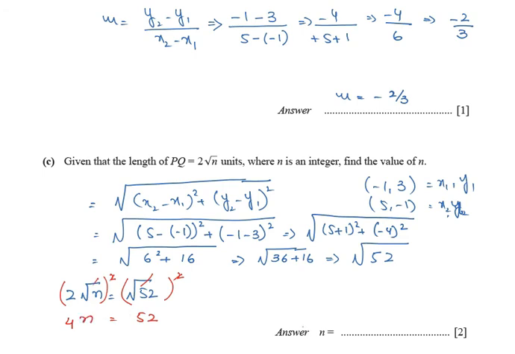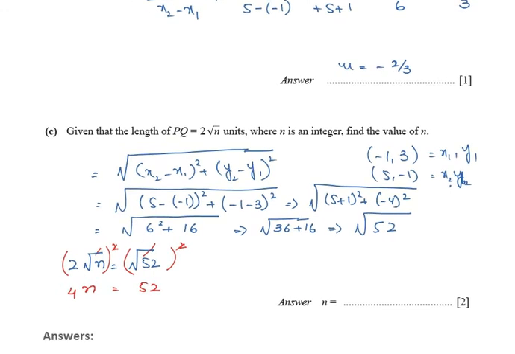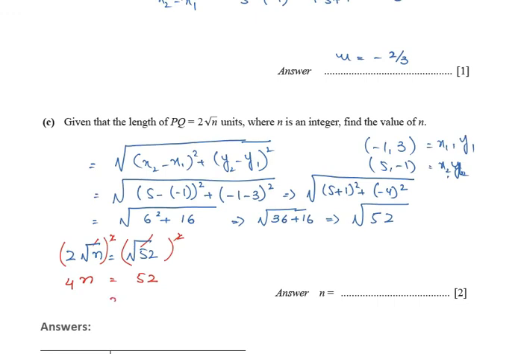Now to find the value of n, we will shift this 4 to the right hand side. So when we shift this to the right hand side, n is equal to 52 upon 4. Now if we cancel it with the table of 2, 2 times 1 is 2, 4 times 1 is 4, and 4 times 3 is 12. So it means the value of n is 13. Okay, so I hope you have understood this question. Thank you.